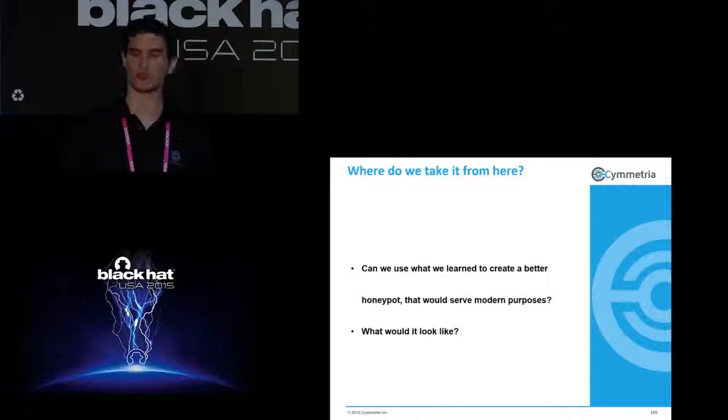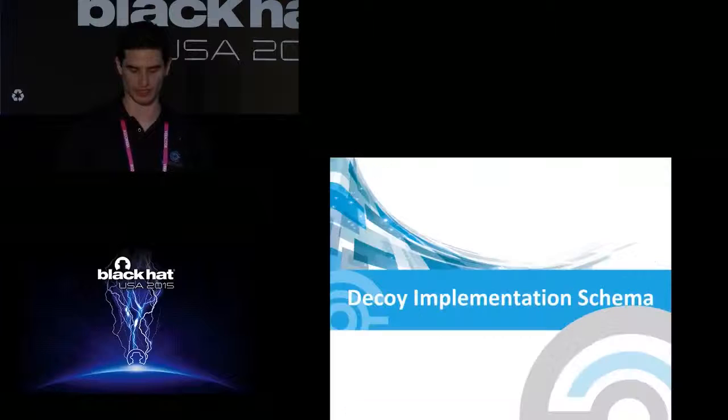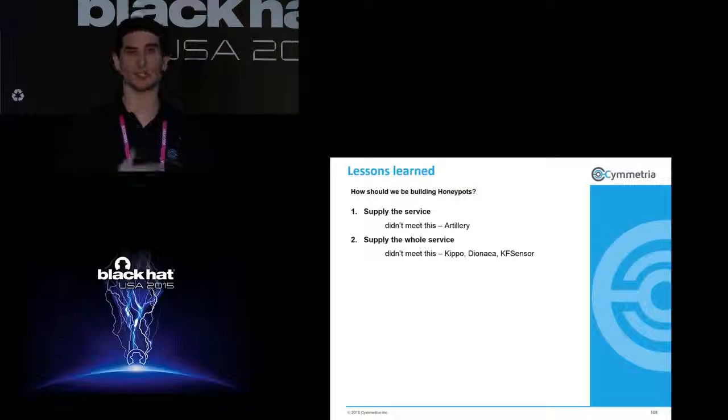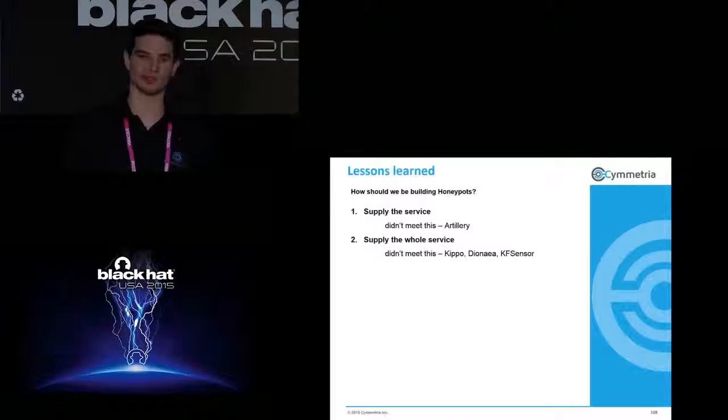So what can we do to make a good deception tool from the lessons we learned from these honeypots, right? Here we sort of figured out a scheme of what the prerequisites are for making something deceiving to an attacker in a way that you can get enough forensics to mitigate him afterwards. So first of all, you've got to supply the service, which Artillery, for example, didn't do. It just gave random data. Then you've got to supply the whole service, like we saw on multiple occasions where different commands weren't being implemented.